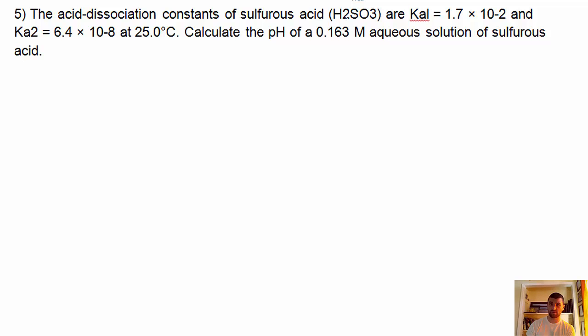Why are there two different ones? Because it's a diprotic acid. It can give off two different H pluses. Calculate the pH of a 0.163 molar aqueous solution of sulfurous acid.